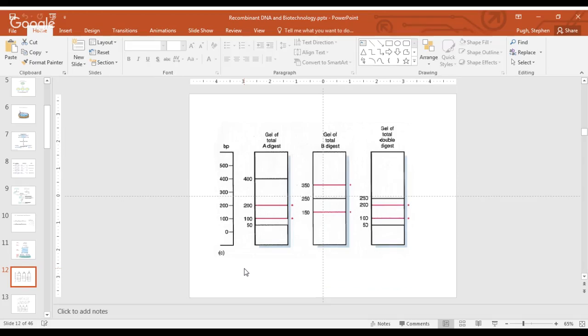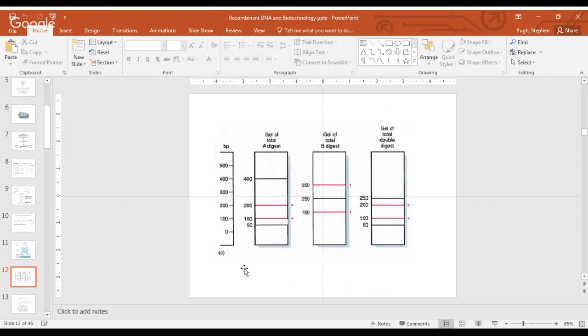So this slide is another example of how we can create a restriction map. Now we're doing essentially the same thing. We're using 2 different restriction enzymes. We've got a piece of DNA that is 750 base pairs long.